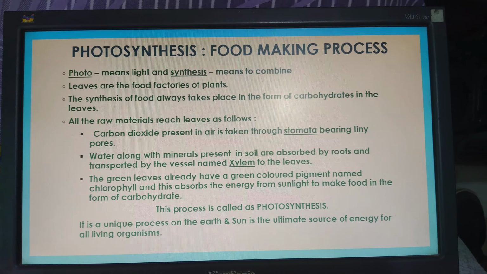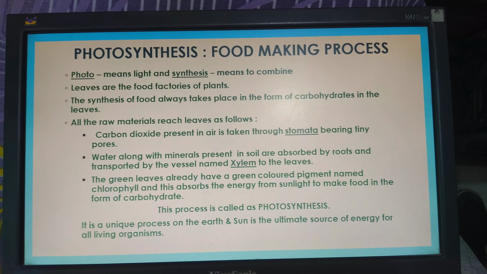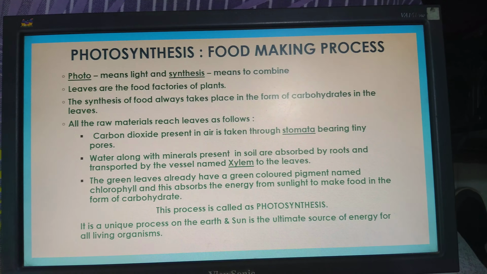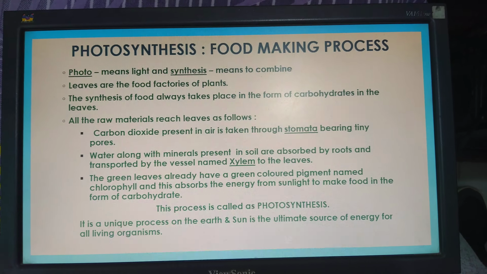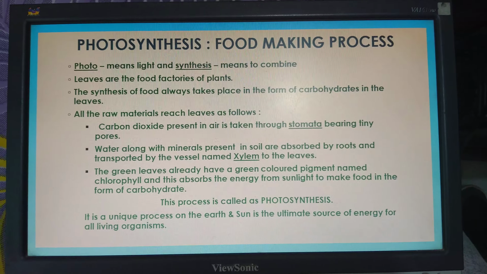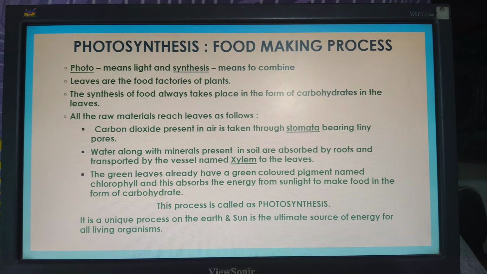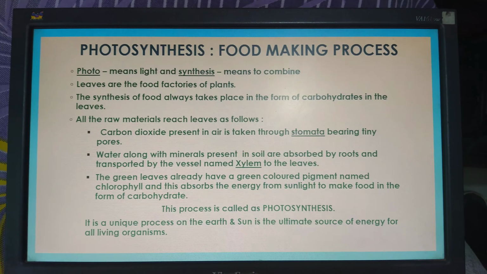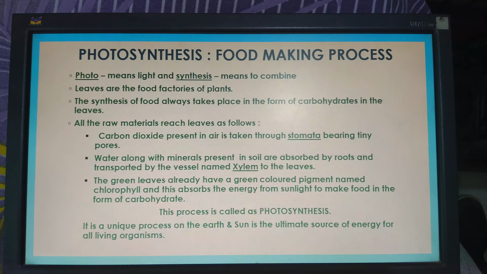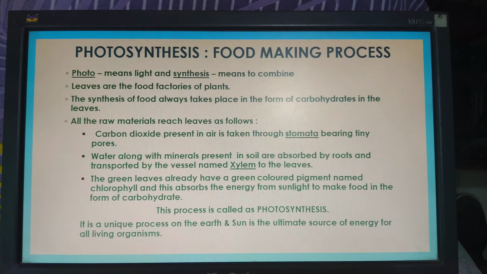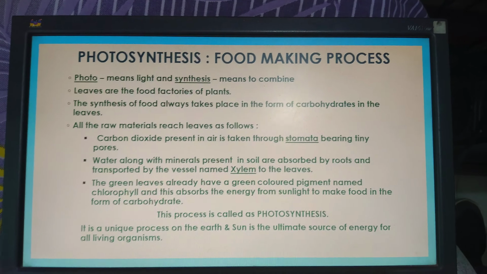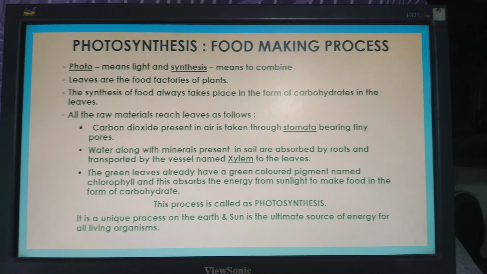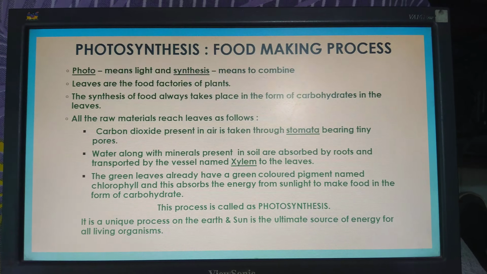Photosynthesis is made of two words, photo and synthesis. Photo means light and synthesis means to combine. Leaves are the food factories of plants. The synthesis of food always takes place in the form of carbohydrates in the leaves. All the raw materials reach the leaves as follows. Carbon dioxide present in air is taken in through stomata, tiny pores present in the leaves.